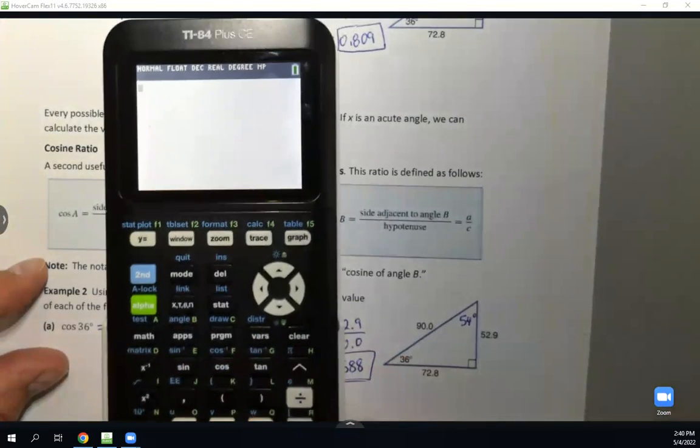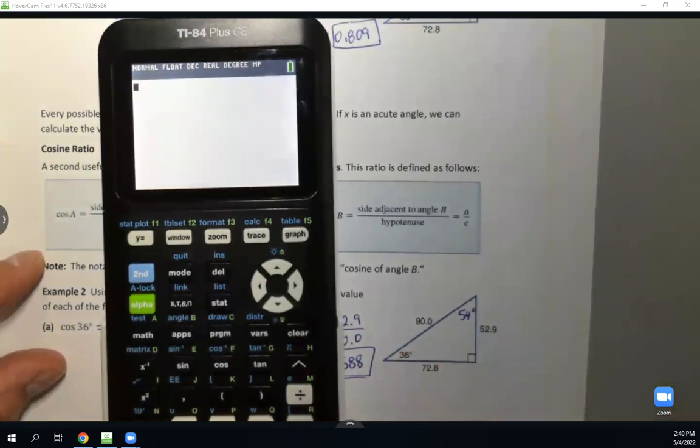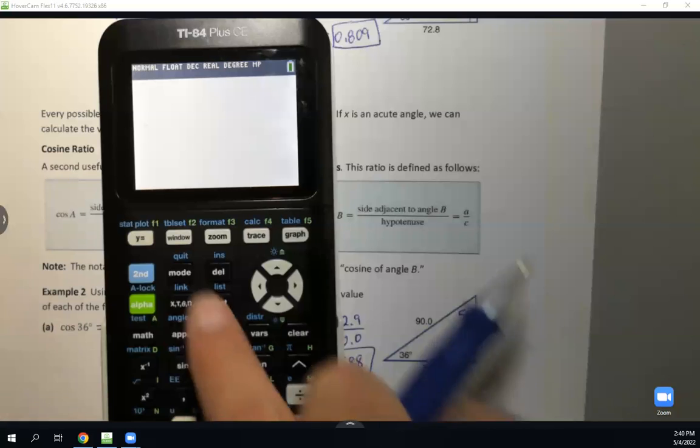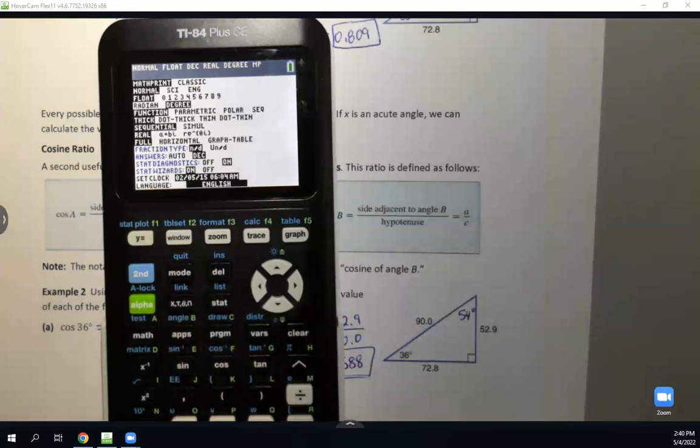So now on my calculator, the first thing I'm going to do is make sure I'm in degree mode. Most of the time, by default, calculators are in radian mode instead of degree mode. Well, we don't want to have to convert to radians to be able to do this. We talked about radians last time, right? So I'm going to go to mode.